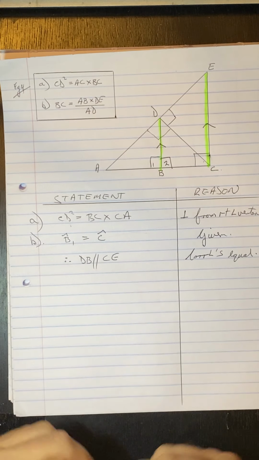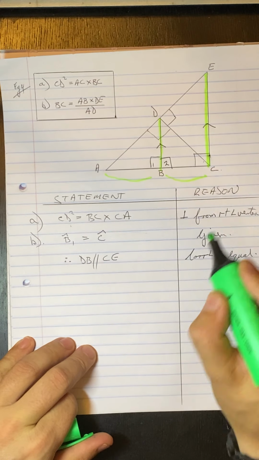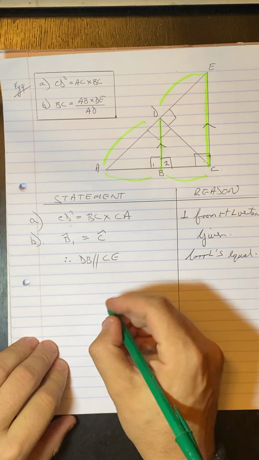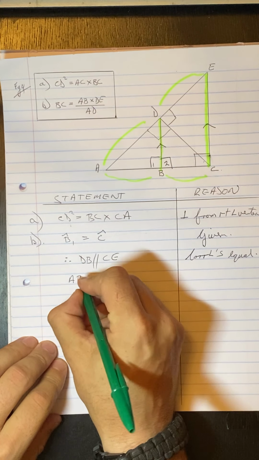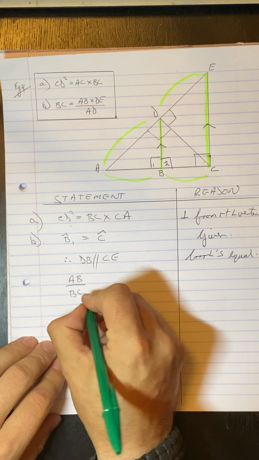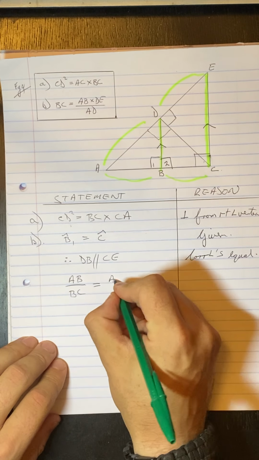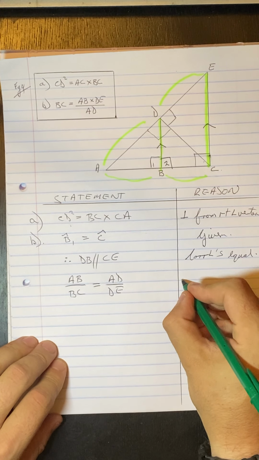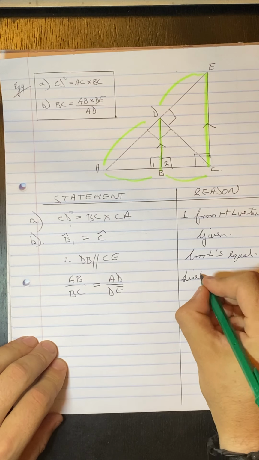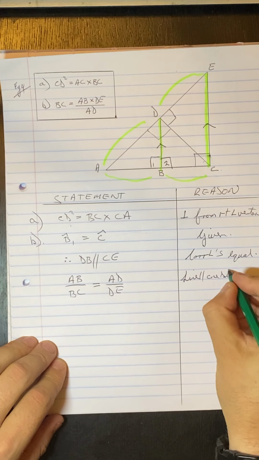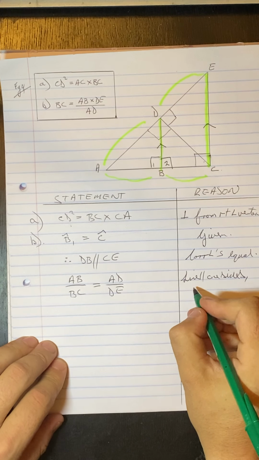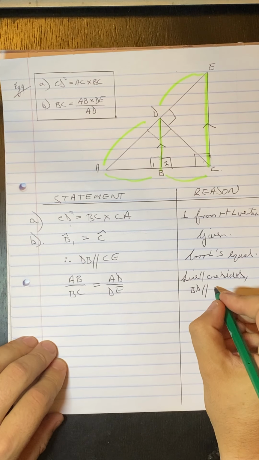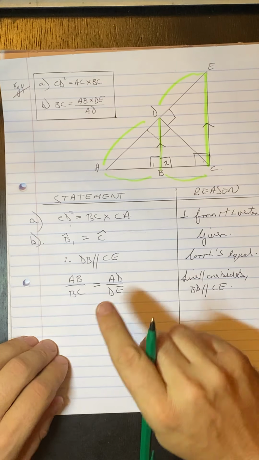I have that this over this will be equal to that over that. Okay, so let's state that. So we know that AB over BC will be equal to AD over DE. And this is line parallel one side triangle. And I just want to state the parallel lines, which was BD parallel CE. Okay, so let's try and get what they want here.